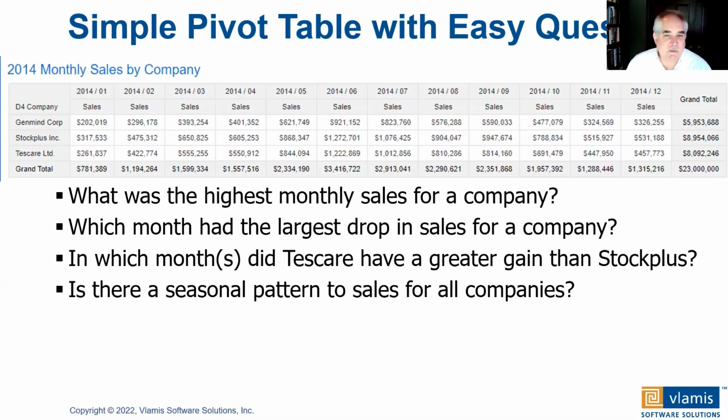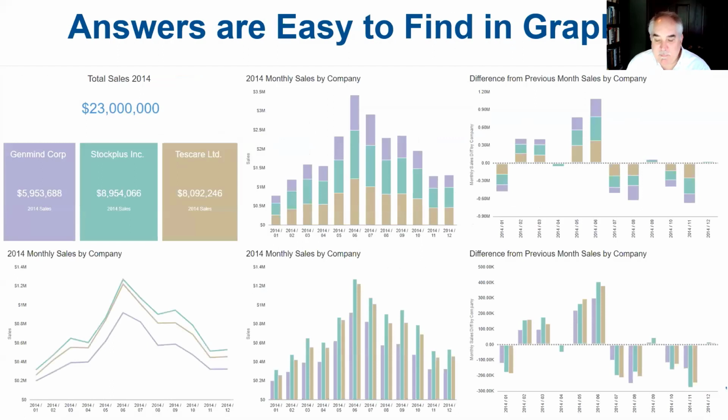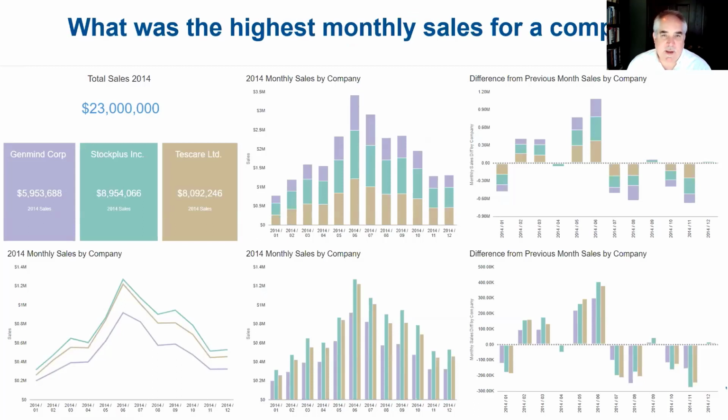I think what we want to remember is numbers are just numbers in isolation. They are not answers to business questions. And these are very simple, straightforward business questions that can be answered easily with visualizations. It's why we stress so much to have a solid strategy for doing visualizations and having a strong layout. And so here, what was the highest monthly sales for a company? All we need is to graph the monthly sales by company, by month, and we can immediately see what's the longest bar.